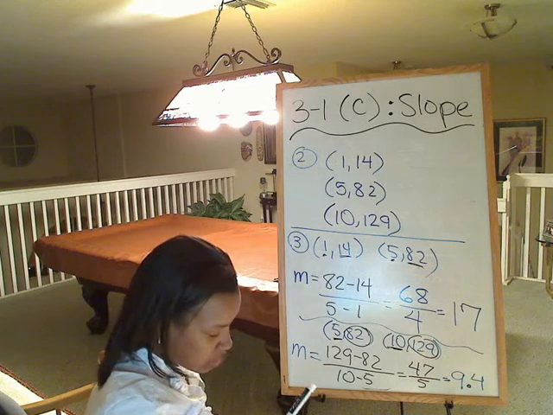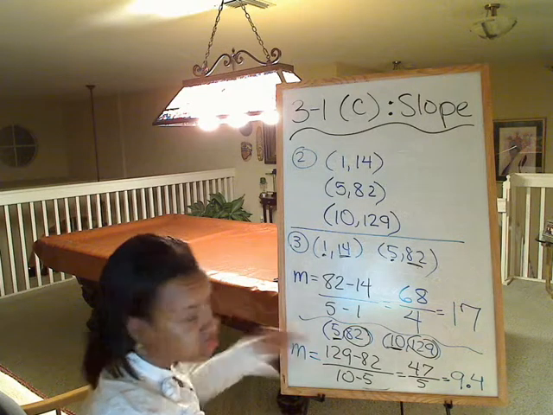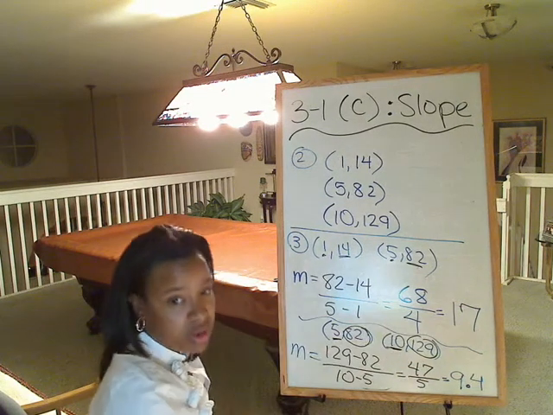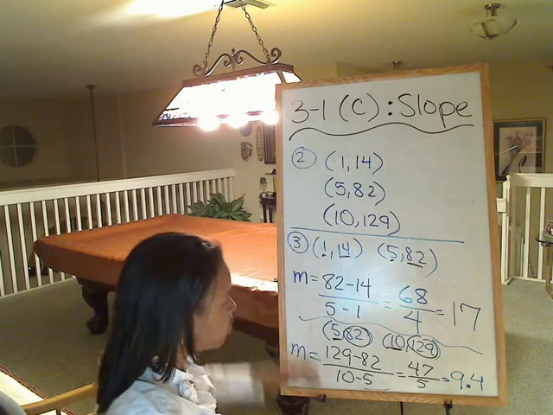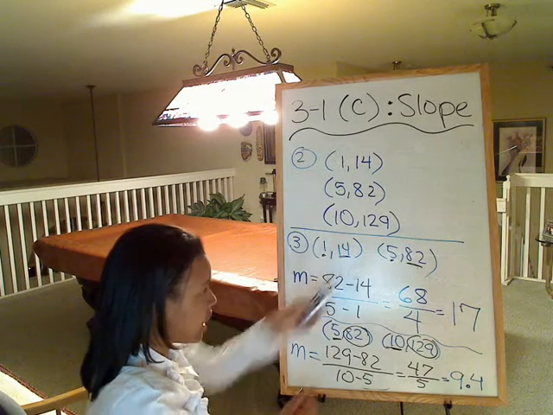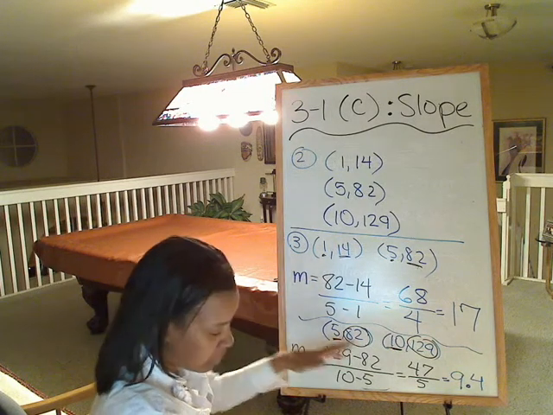Okay, and then it says which part of the graph shows the greater rate of change. So that's easy, right? Which one of these two is greater, 17 or 9.4? 17 is greater. Okay, so from game 1 to game 5, there was a greater increase in her points than from game 5 to game 10.